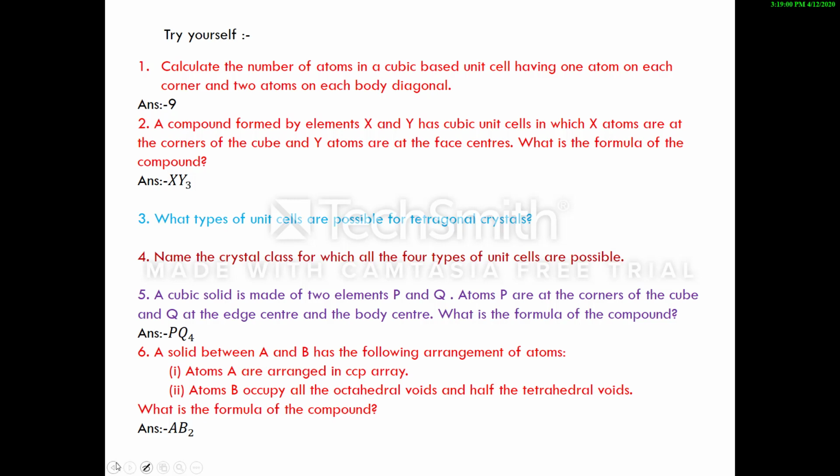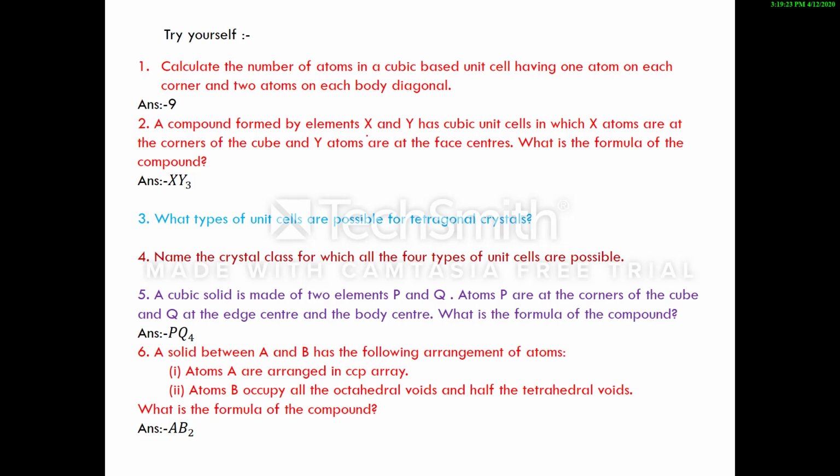Calculate the number of atoms in a cubic-based unit cell having 1 atom on each corner and 2 atoms on each body diagonal. Just find out the answer. If you are feeling any difficulty, contact me.